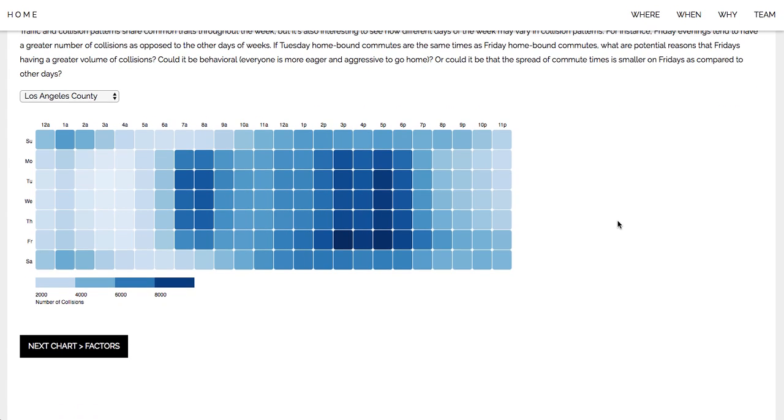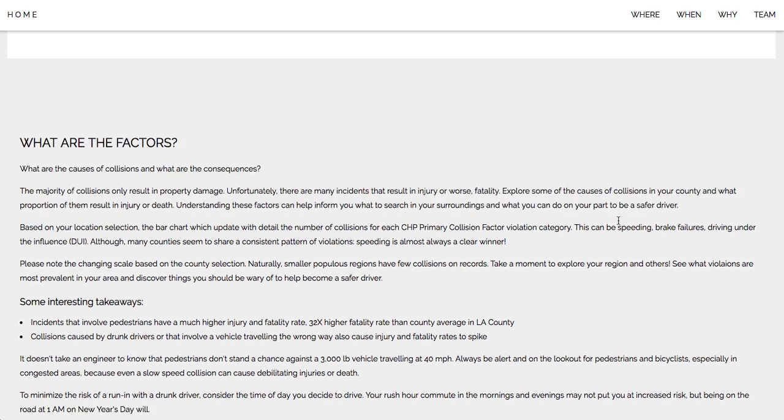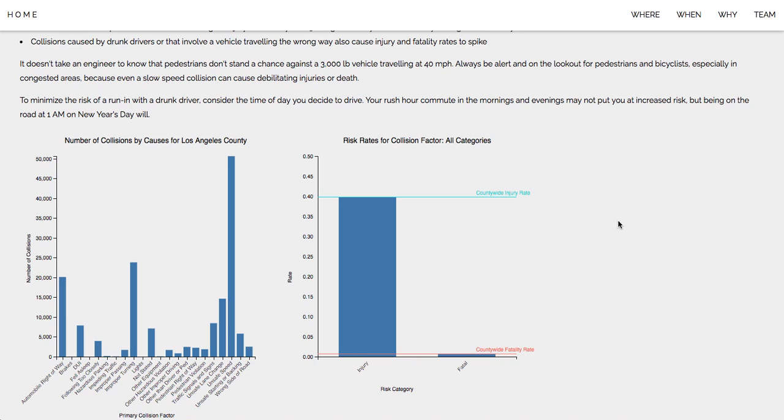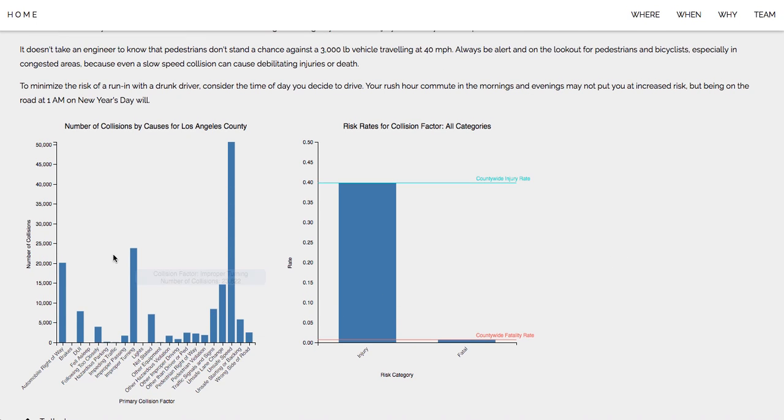The next question we will have the user investigate would be, what are the factors and consequences of different traffic collisions? Here we show two different graphs. The first one is showing the different primary collision factors as reported to the CHP and the number of collisions for that specific category.